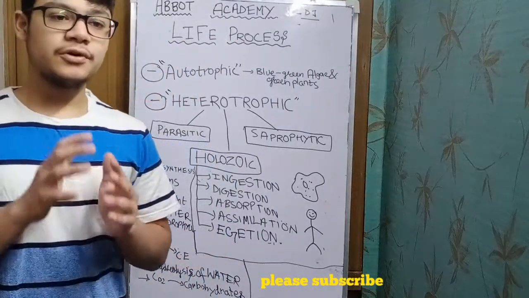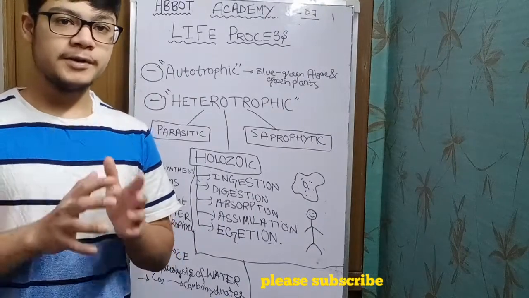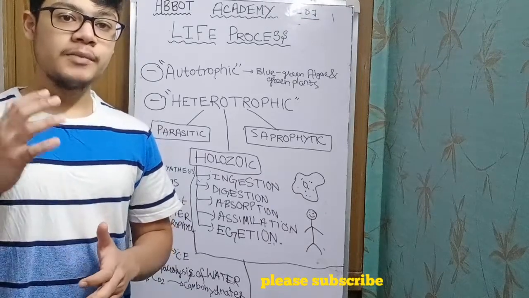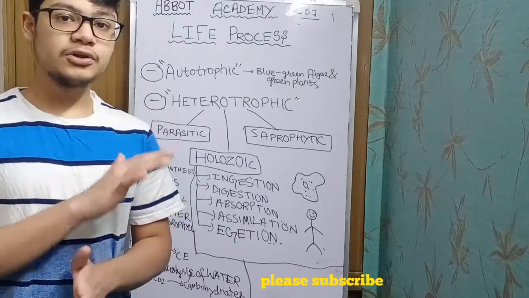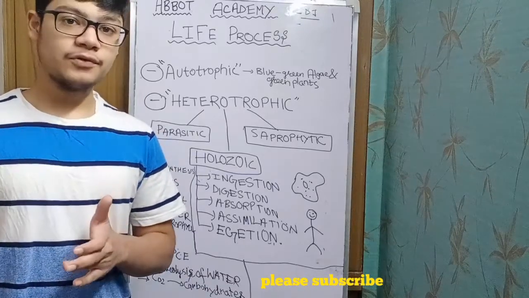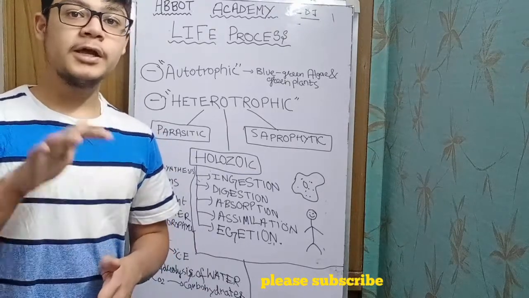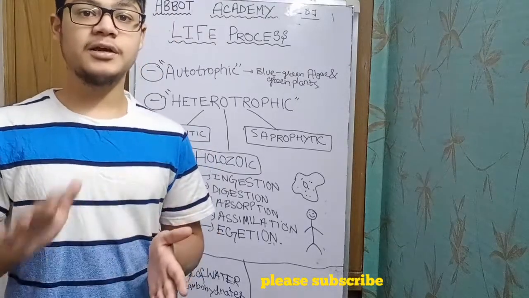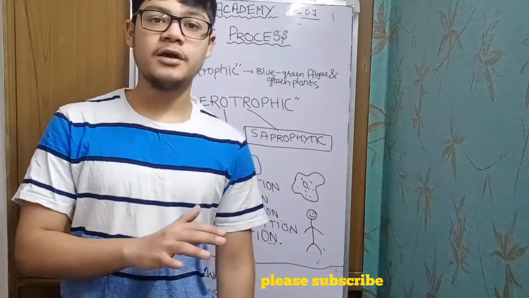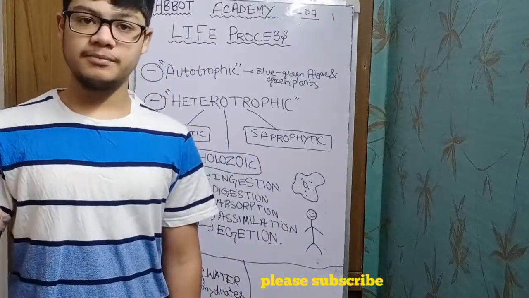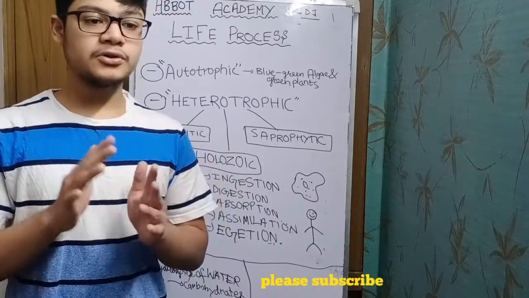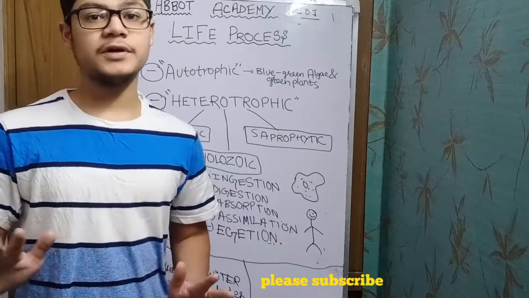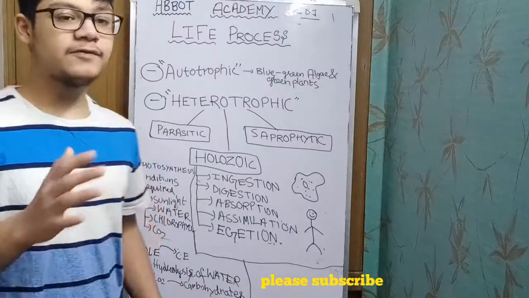Autotrophic nutrition includes all those organisms, I repeat, all those organisms which are capable of making their own food. It includes all those organisms which are able to make their own food by using simple inorganic compounds, for example carbon dioxide and water. They are inorganic compounds. So all those organisms which are able to make their own food by using simple inorganic compounds are said to perform autotrophic nutrition.